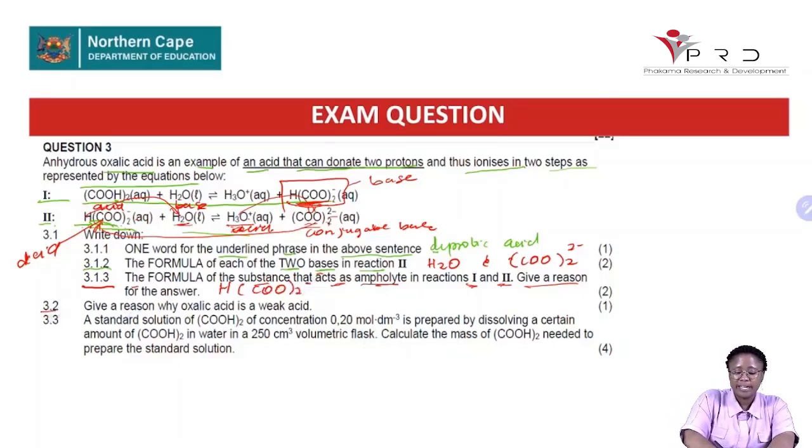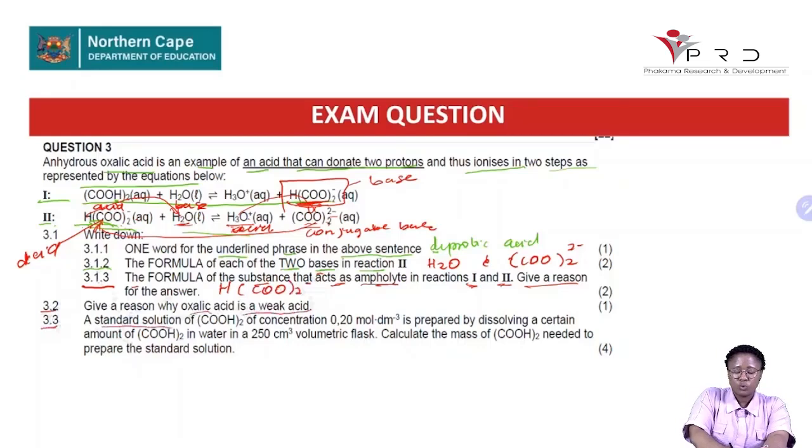3.2 says to us, give a reason why oxalic acid is a weak acid. All the time when the examiner says to you, give a reason why oxalic acid is a weak acid, the examiner is actually looking for a definition of a weak acid. It is a weak acid because it ionizes or dissociates incompletely in aqueous solution. So that is why we call it a weak acid. I hope you got that correct. Let's quickly move on to 3.3. I hope you remember these definitions and you are picking up all the marks that we are getting there.